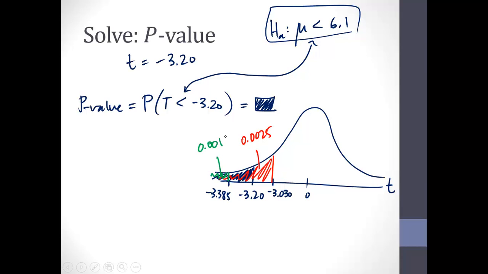Does that 0.001 red area include the green area? So yes, does the red area include the green area? Yes, it does. So I'm looking at sort of cumulative area out to the left there. Great question. Maybe make that a little more clear. So the red does include, and now I've covered up the green. But so yes, I'm talking about cumulative area there.